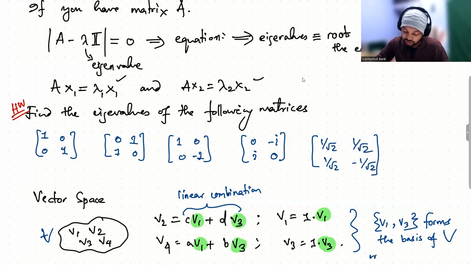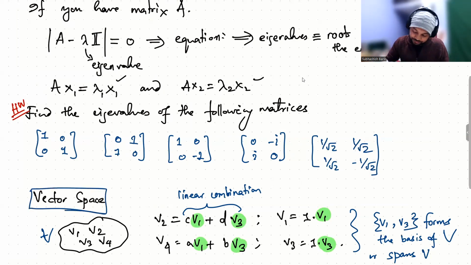We also say that V1 and V3 basis or span V. Spanning V means that they alone can represent the entire vector space by linear combination. So this is the idea of basis. Basis is something super important.